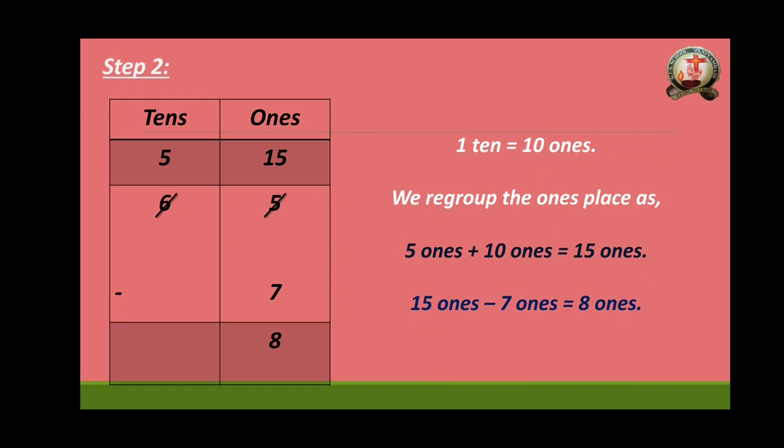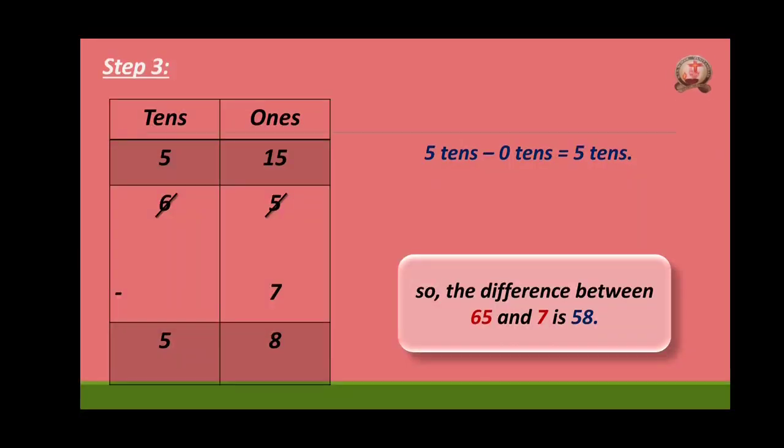The next step is, we have to move to the tens column. In the tens column we have 5 tens and 0 tens, and when we are doing subtraction, a number minus 0 means the difference is the number itself, right? So here we have 5 tens minus 0 tens is equal to 5 tens. So the difference between 65 and 7 is 58.